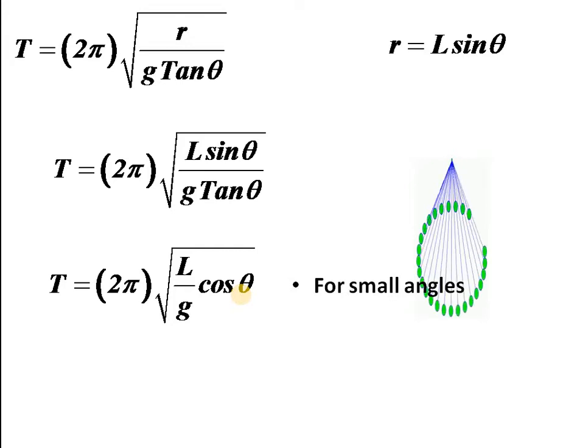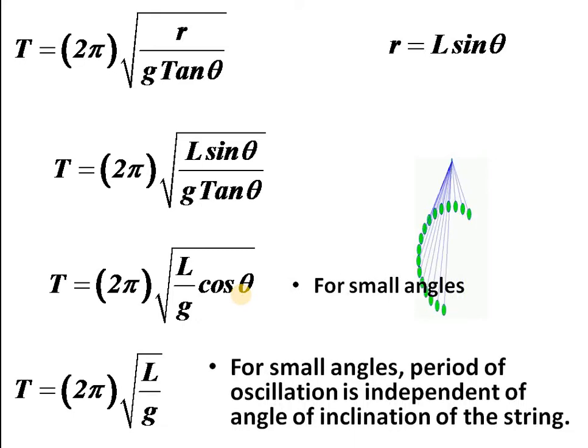But if you imagine that the angle of inclination is very small, that is, the angle between the vertical line and the string is very small, then cos theta you can imagine as 1. Then your equation becomes: the period of the conical pendulum becomes 2 pi into root of L by g. Exactly, we get an identical equation to that of a simple pendulum. Keep in mind this is applicable when the angle of inclination is negligibly small.